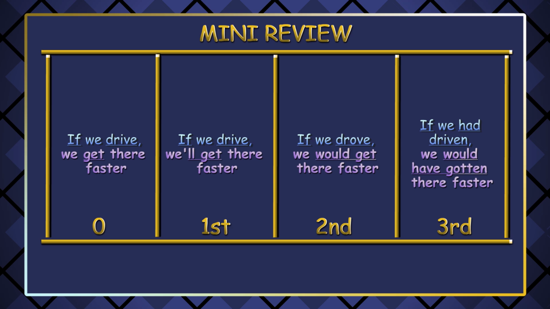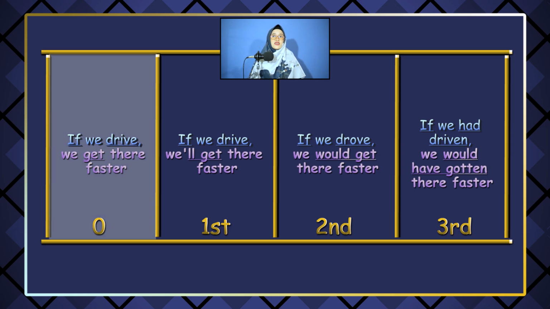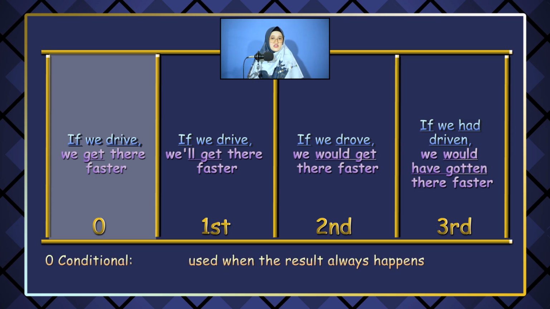Let's compare them. Zero conditional. My friend and I work in the same office. Sometimes we drive, sometimes we walk. If we drive, we get there faster. So the zero conditional is used when the result always happens.